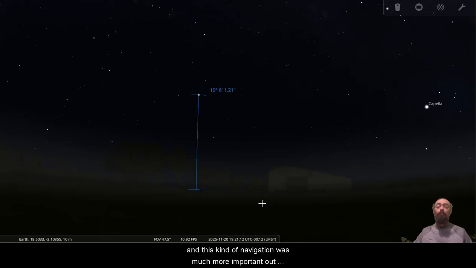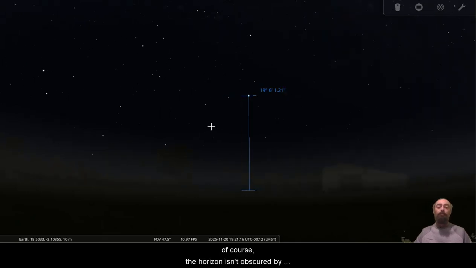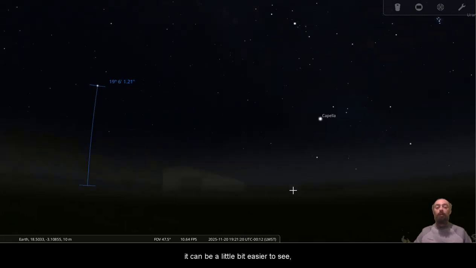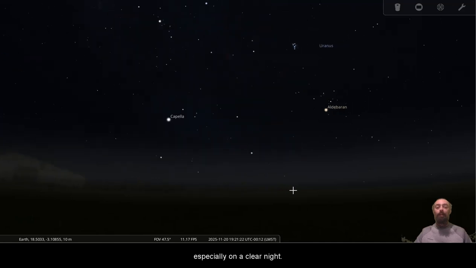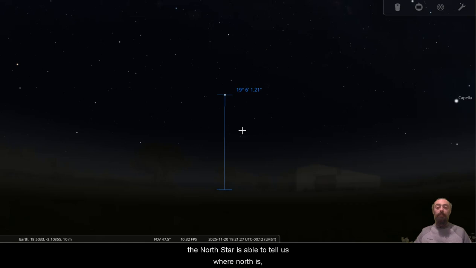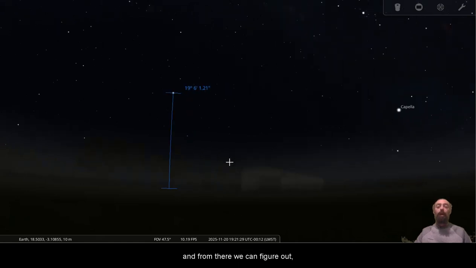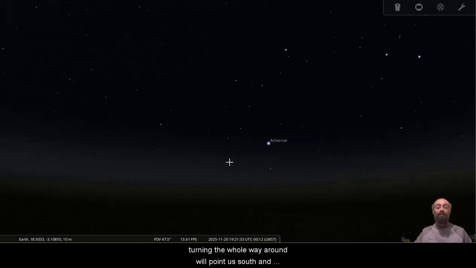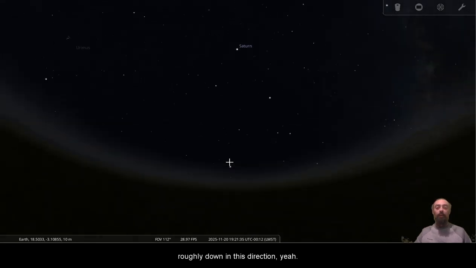And this kind of navigation was much more important out on the sea, where of course the horizon isn't obscured by things like trees and buildings. It can be a little bit easier to see, especially on a clear night. So that is, of course, the North Star is able to tell us where north is, and from there we can figure out turning the whole way around will point us south and roughly down in this direction.